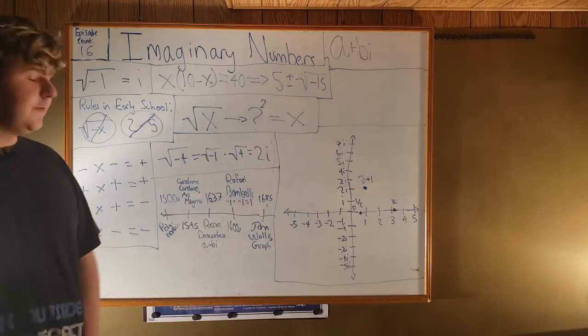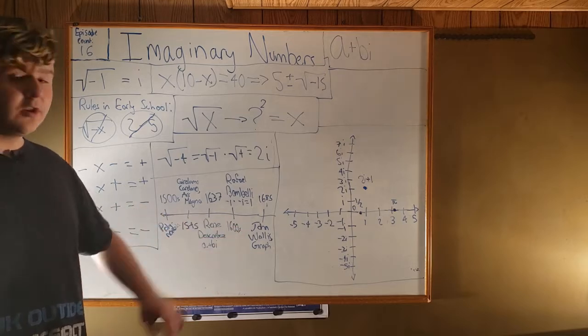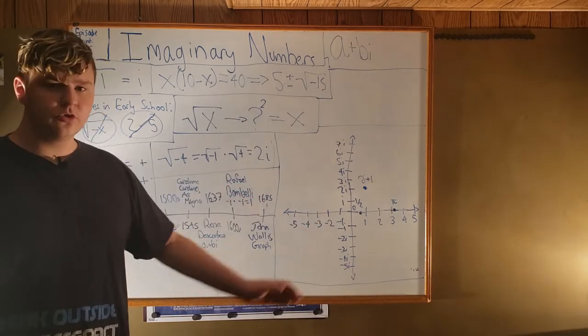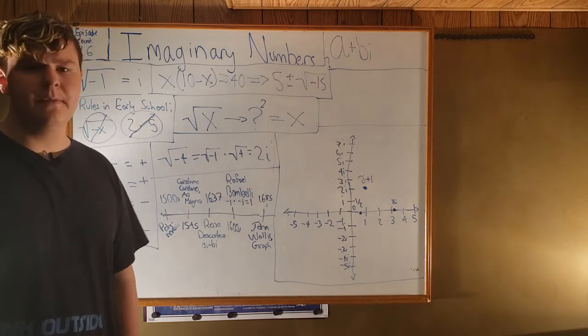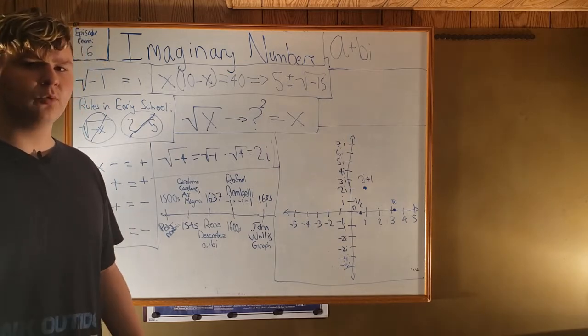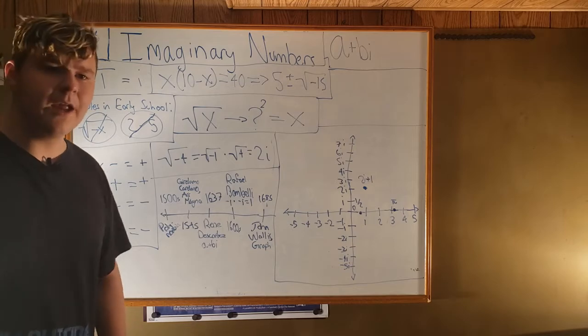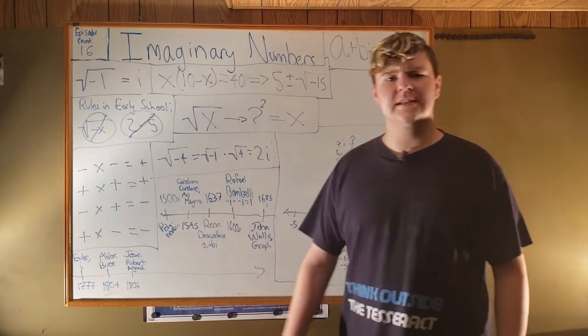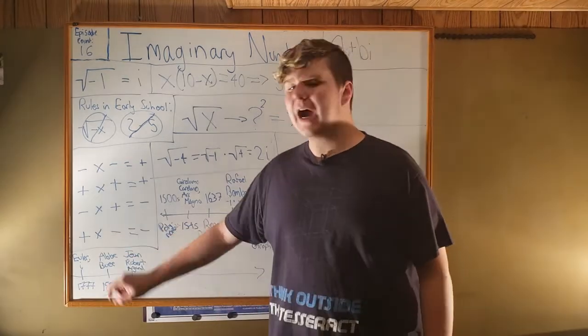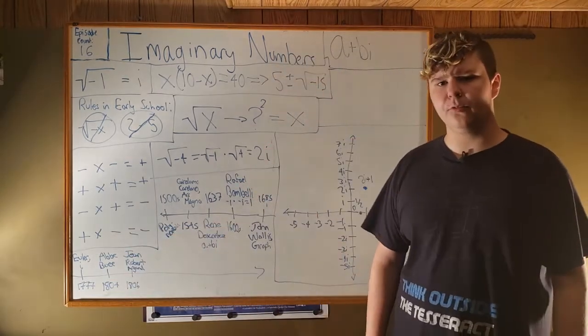Then in 1685, a mathematician named John Wallis actually showed how you can use this graph to graph complex and imaginary numbers on the number line. And later, a mathematician named Caspar Wessel actually proved this in a paper, but no one was listening to them. Then, in 1777, our old pal Euler used i to represent the square root of -1.